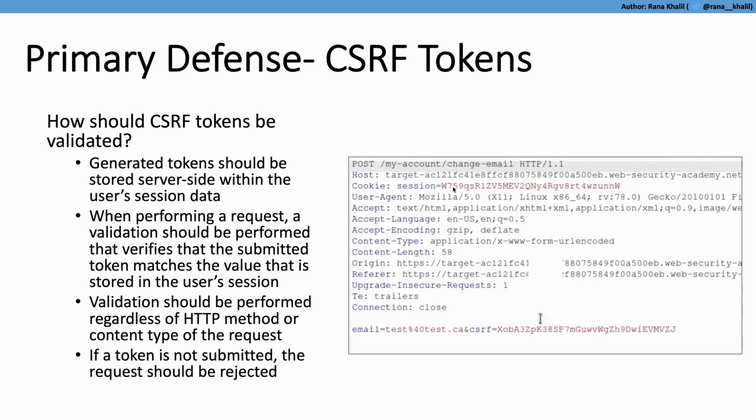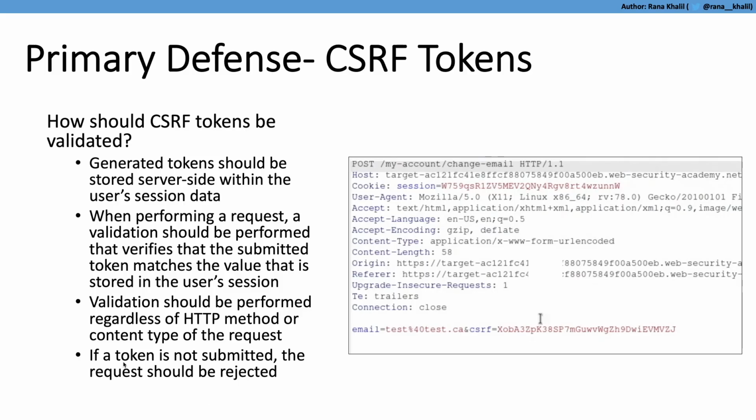Next, validation should be performed regardless of HTTP method or content type of the request. So whether this is a POST request or a GET request, you should always validate CSRF tokens. And the reason we say that is because some applications allow for you to change the request method, and so change it from a POST request to a GET request. And if tokens are not validated for GET methods, then automatically you become vulnerable to CSRF. And again, this is another exercise that we'll be seeing in the upcoming lab videos.